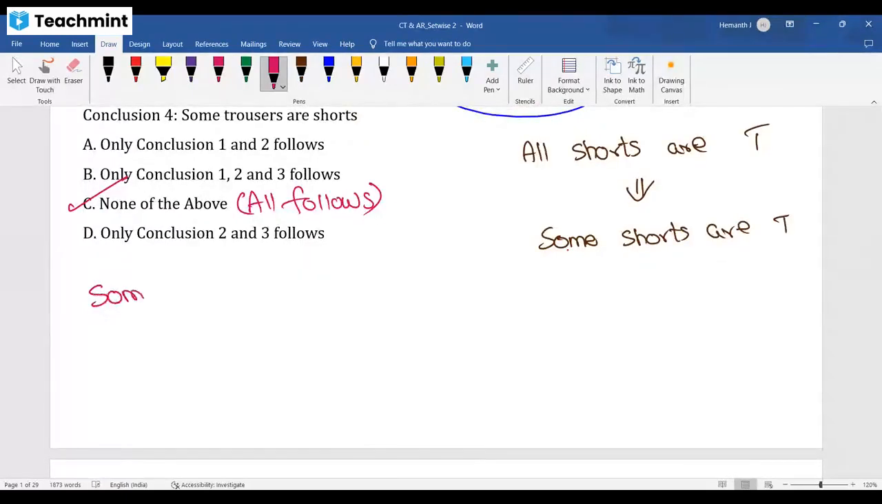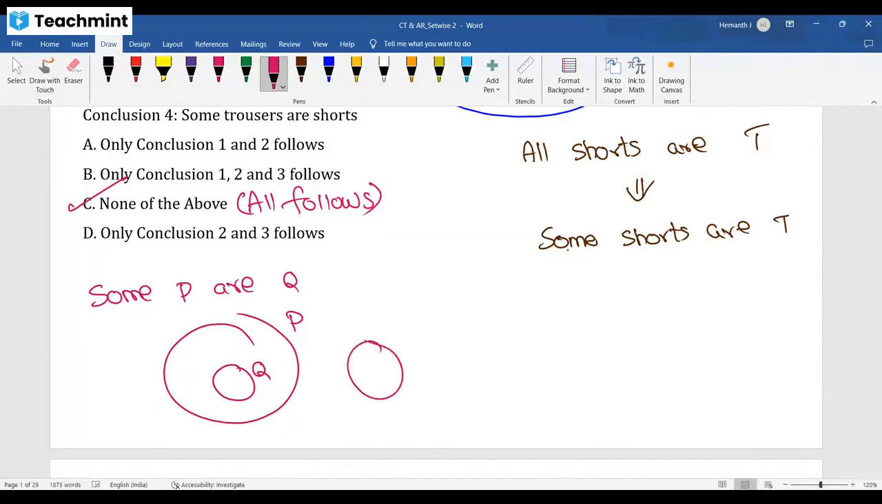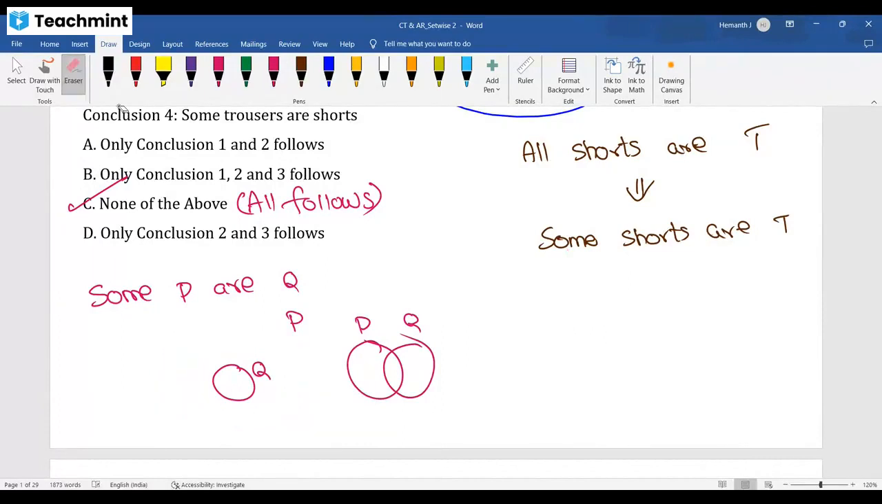We already gave this one. Some P are Q. This is also a correct diagram. Only this is P, the entire area. Some part is occupied by Q. This is also correct, not only this diagram. For some P are Q, this is also correct. Entire area of P, some part is occupied by Q. Upgrade, upgrade. Be with an open mind, please.